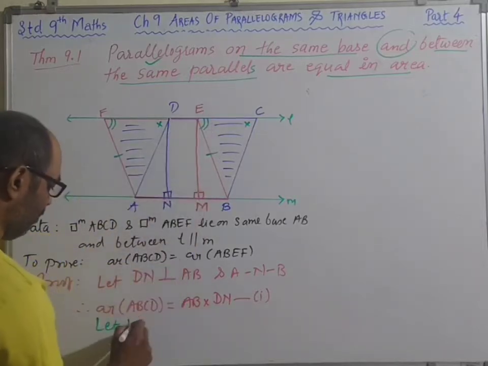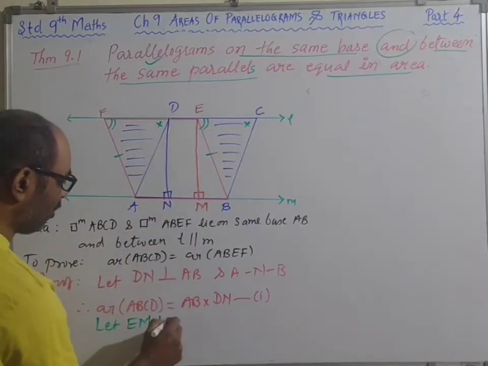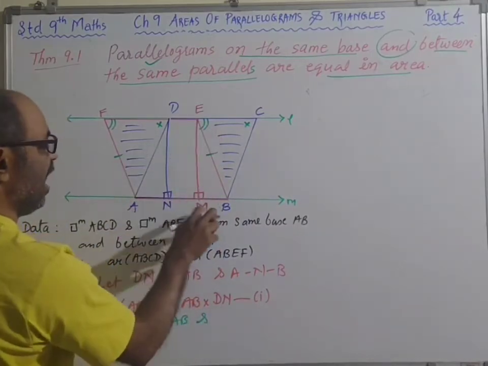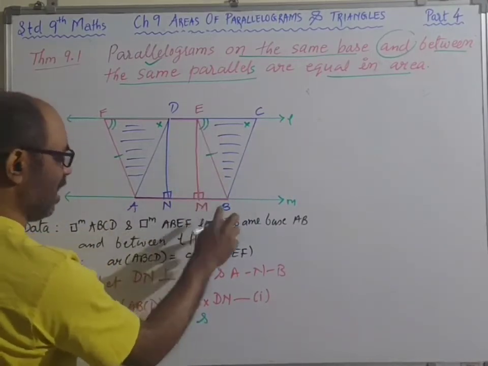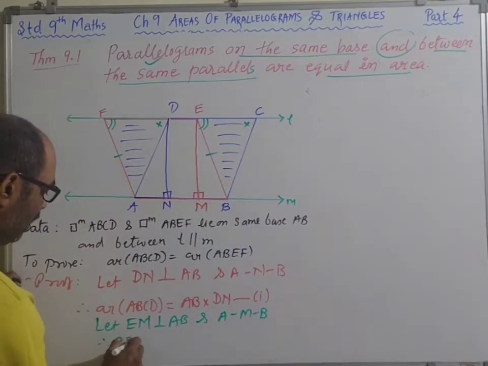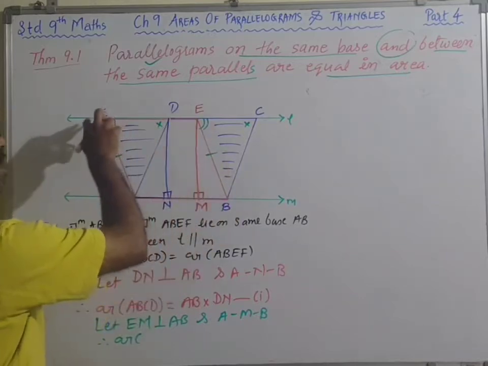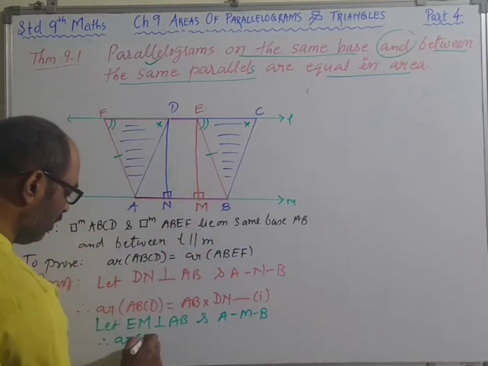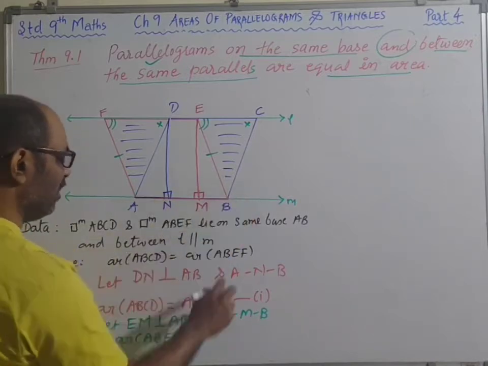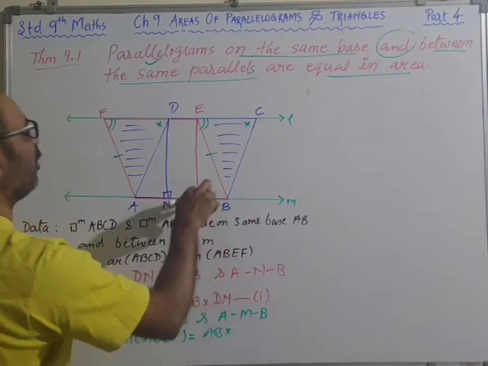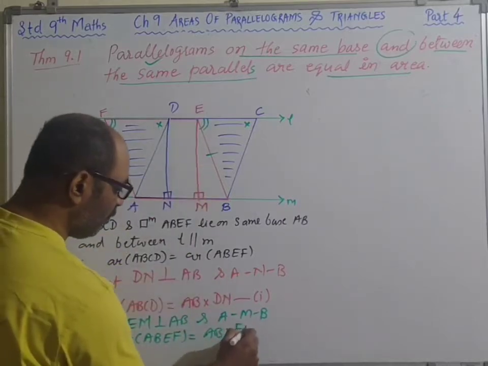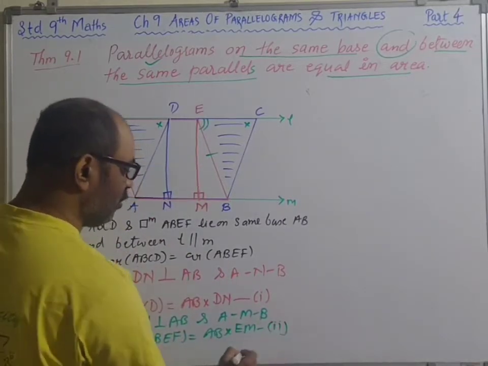Next is what? EM is perpendicular to AB, and A' M' B. Therefore, area of the red one now, ABEF. Area of parallelogram ABEF is equal to base, that is AB, into corresponding altitude. What is the altitude of the red one? That is EM. Call it result number 2.